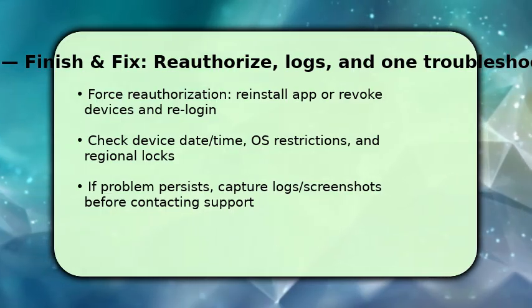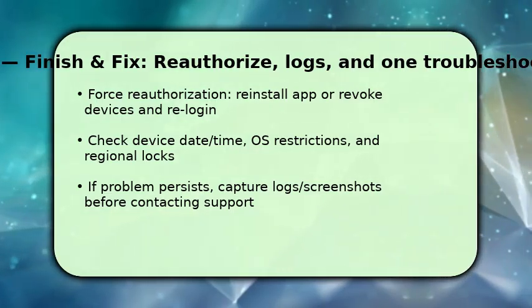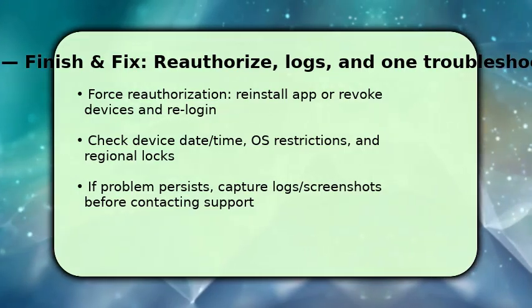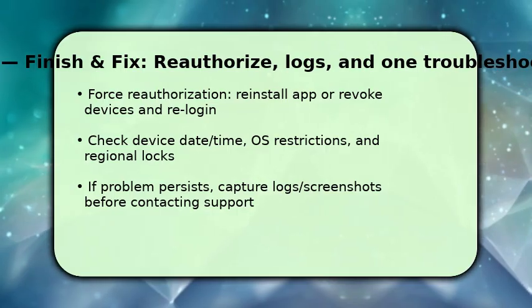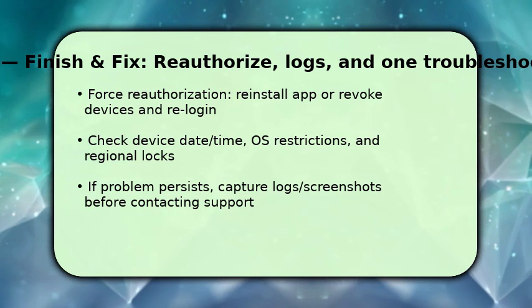If access still fails, gather evidence. Take screenshots, note exact error text, device model, app version, and timestamps, because when you contact support, those logs let them fix account-level entitlement errors quickly. One tip, try cellular.